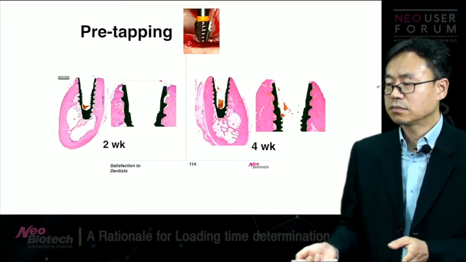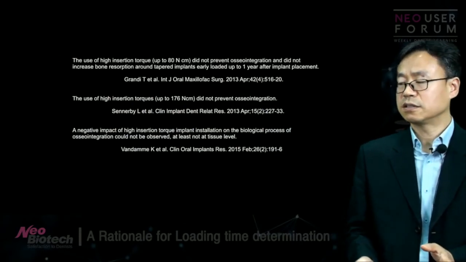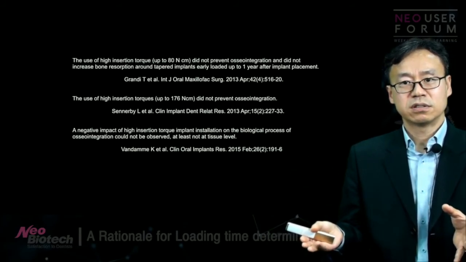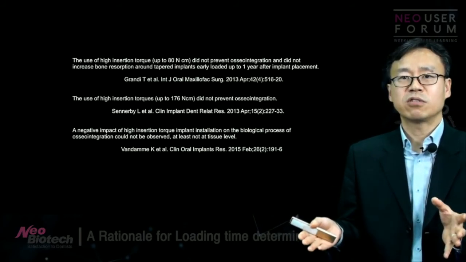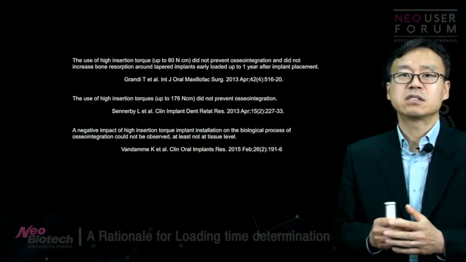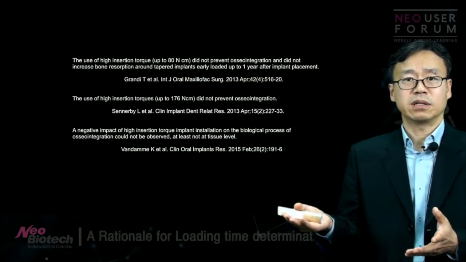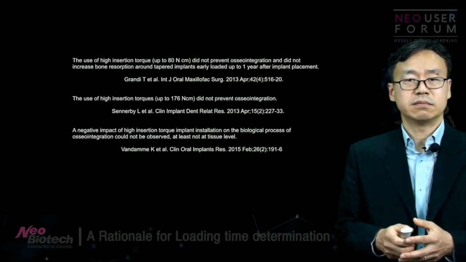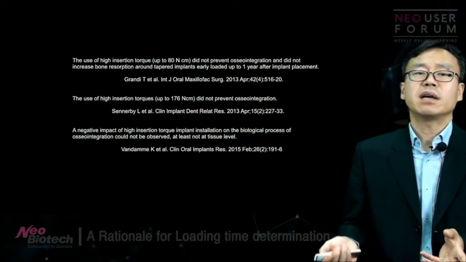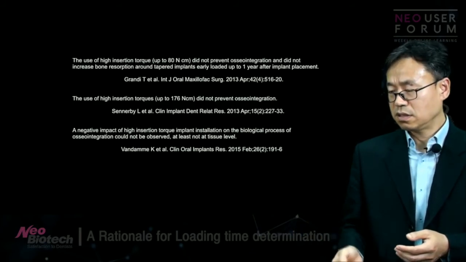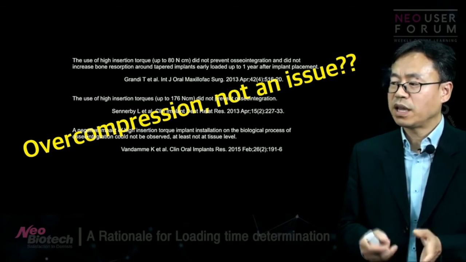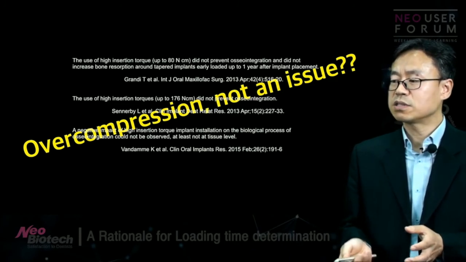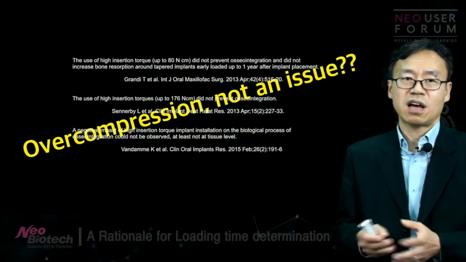I think this means a lot, because we were just talking about BIC ratio. Although we don't really know what BIC ratio is high enough so that we can start loading, the higher the better, probably. 90% would be better than 60%. No one would argue that. But some might say, like in these articles, overcompression may not necessarily cause bone necrosis. I agree. There are many articles saying extremely high insertion torque did not cause implant failure.